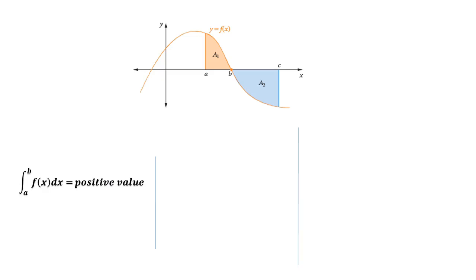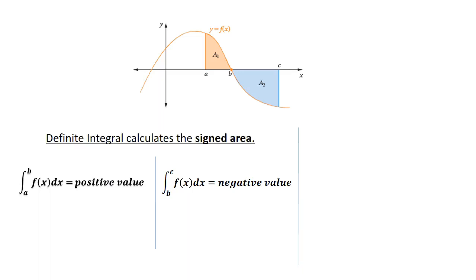The definite integral is positive for area above the x-axis. However, the definite integral is negative for area below the x-axis. We say that the definite integral calculates the signed area.